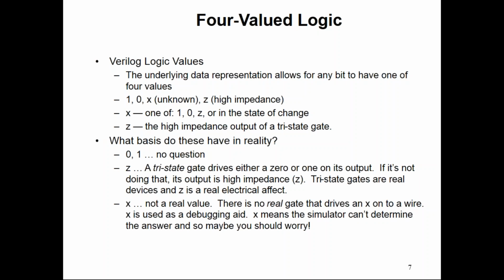So tri-state gates can be in a high impedance state, but in normal logic values we don't have any high impedance state. The exception is when we use tri-state logic, then you get the high impedance output, that is Z. In normal logic you don't get any output in the high impedance state.